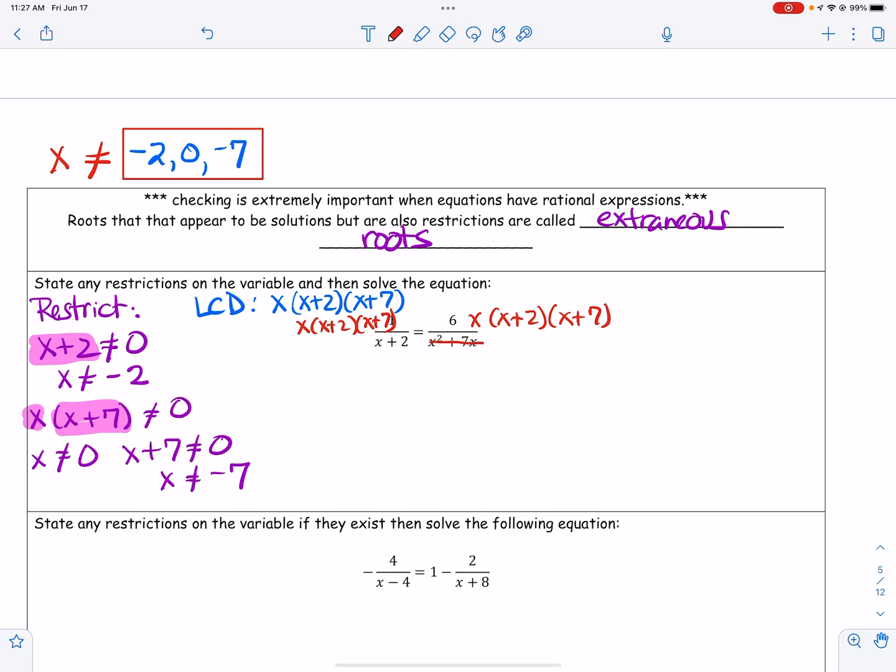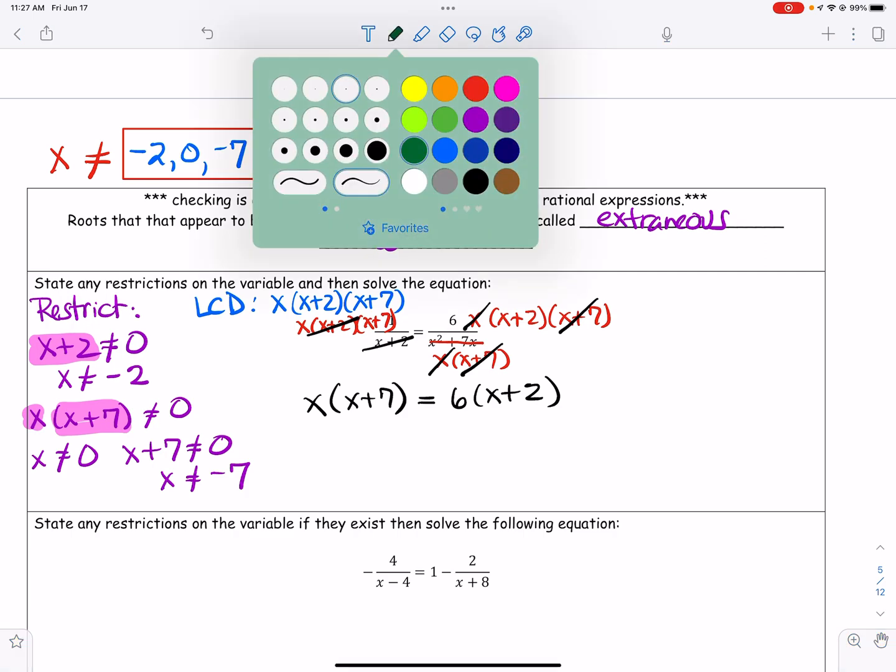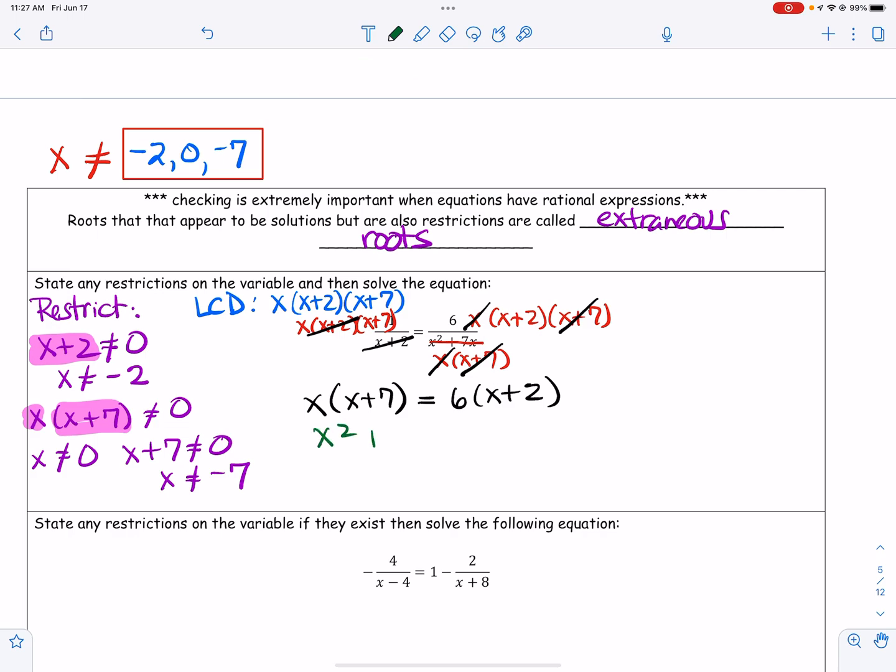And then I'm just going to make sure that this is factored. So now what happens is this x plus 2 cancels this x plus 2, and I have x times x plus 7 times 1. This x cancels this x, plus 7 cancels this x plus 7, and so I have 6 times x plus 2. Go ahead and distribute, and so I get x squared plus 7x is equal to 6x plus 12.